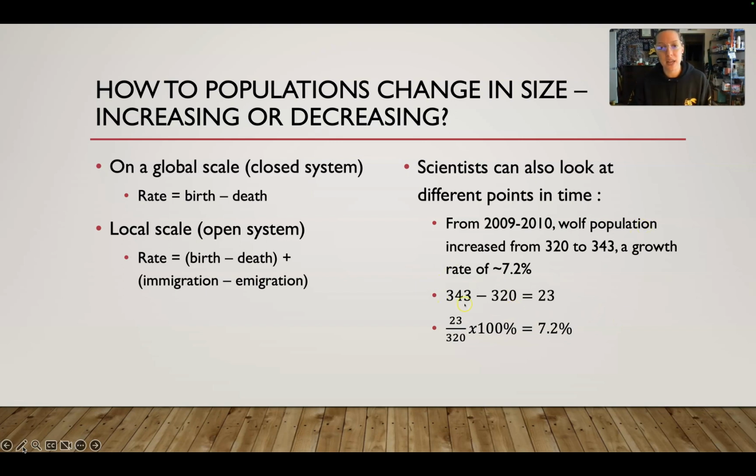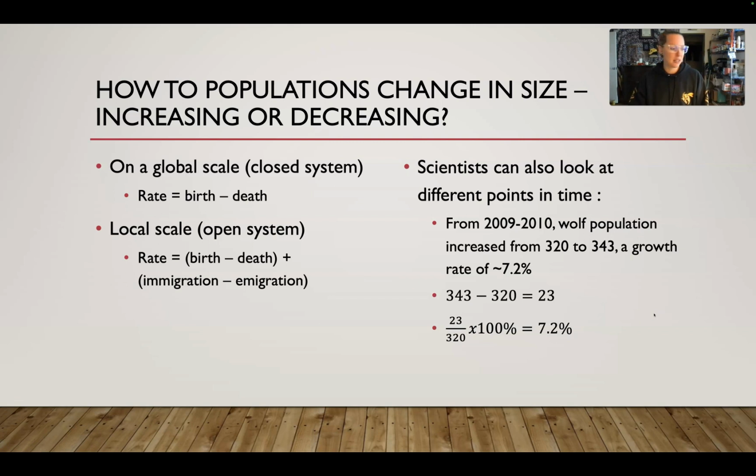So what we do is we take the population in the second time period we're considering, and subtract the initial population. So in this case, we're going 343 minus 320, which equals 23 wolves. So then you take that amount of growth and divide it by the initial population. So in this case it is 23 divided by 320 times 100%, and that gives us about, you round it up, to about 7.2% growth increase.